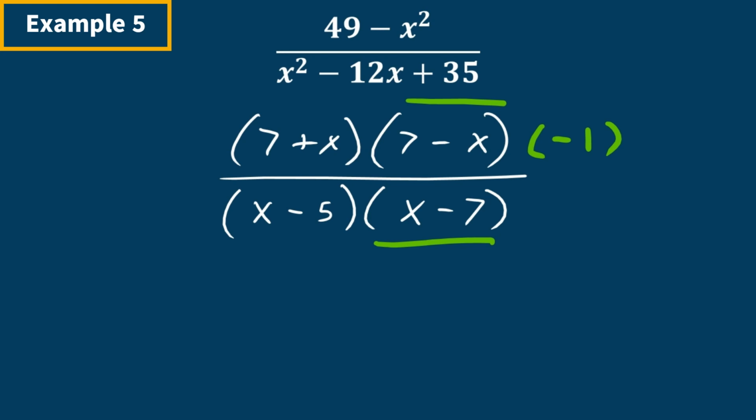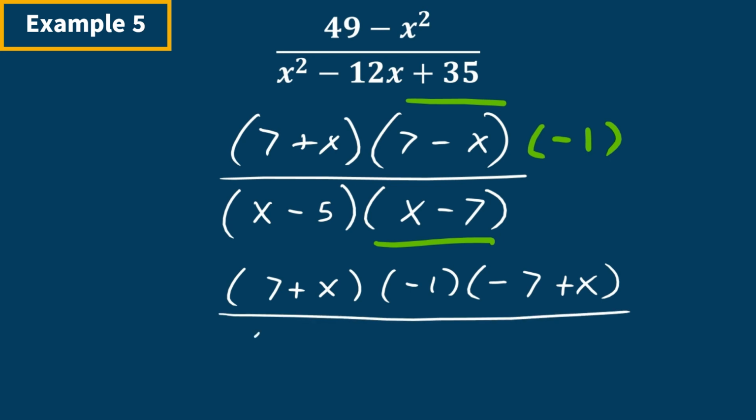So let's go ahead and do that. 7 plus x is going to stay the same. I'm going to factor out negative 1. And now if I factor out negative 1 from that binomial on top, what we'll get is negative 7 plus x. And the denominator is going to stay the same, which is x minus 5, x minus 7. Now what we can see is that this one here and this one here is actually the same. We can go ahead and cancel these now.